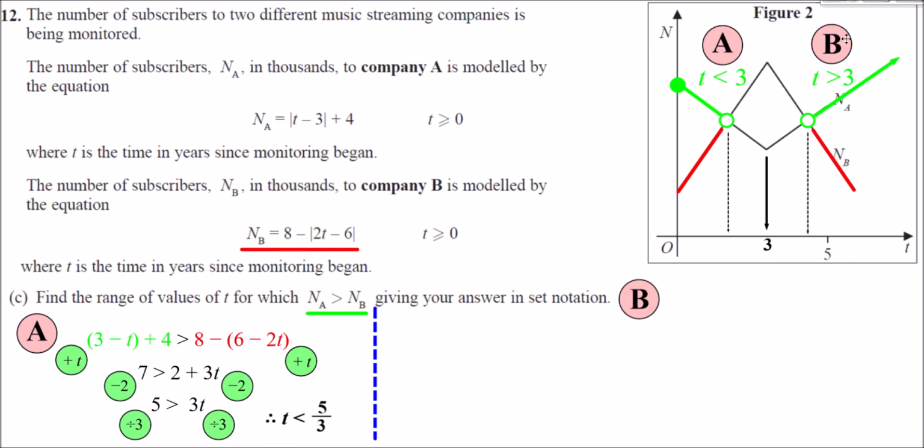The second part for region B is actually easier to solve. When t is greater than 3, which it will be for this section, the mod of t minus 3 is just t minus 3 itself.